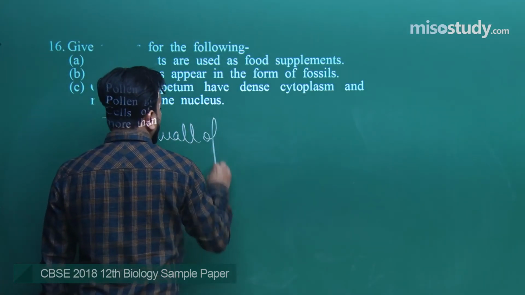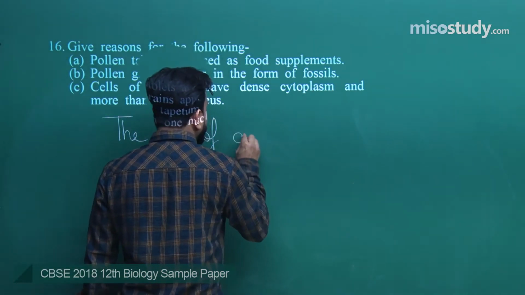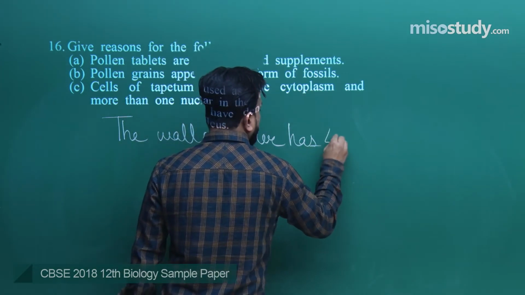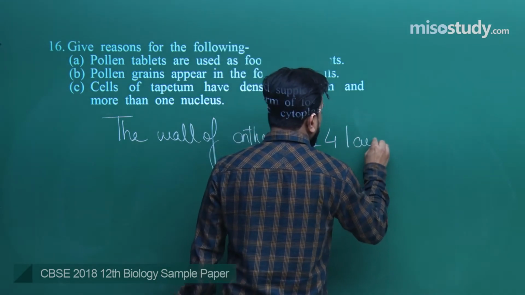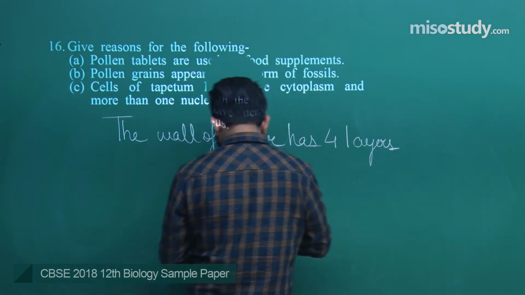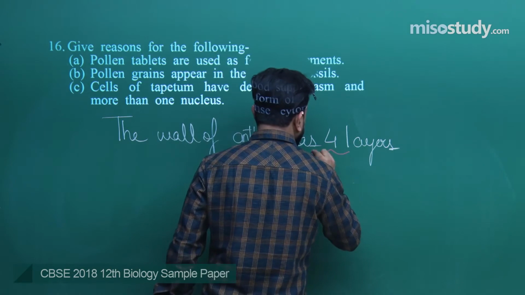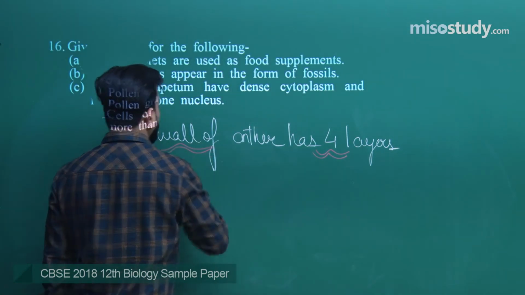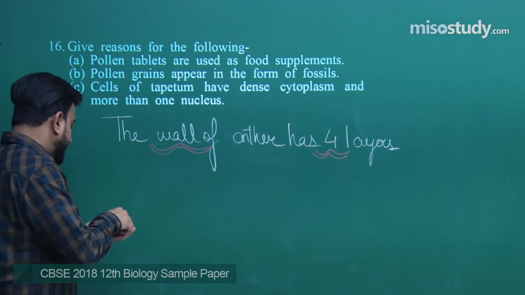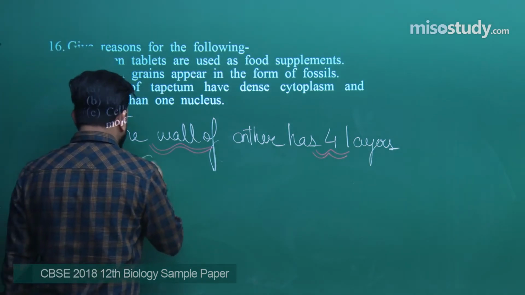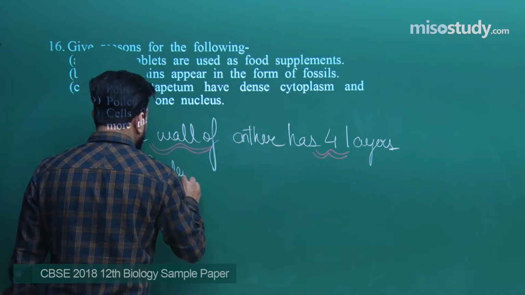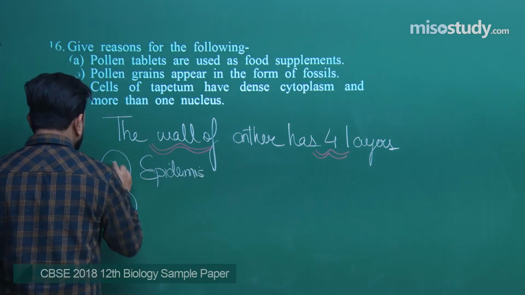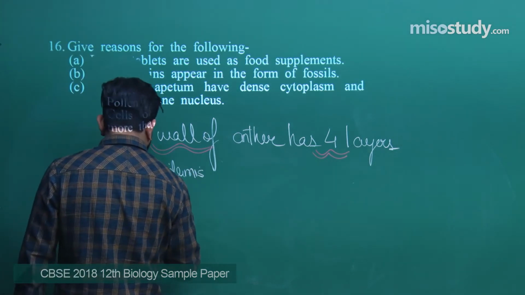The wall of the anther has 4 layers. The outer one is what? The epidermis. The inner one, inner to that, is the endothecium.